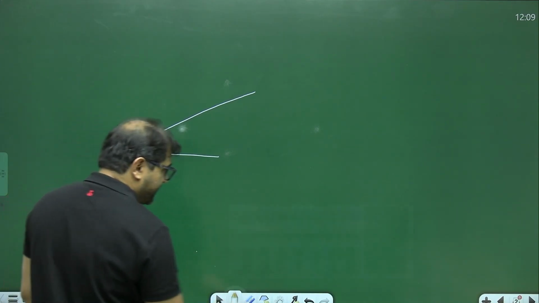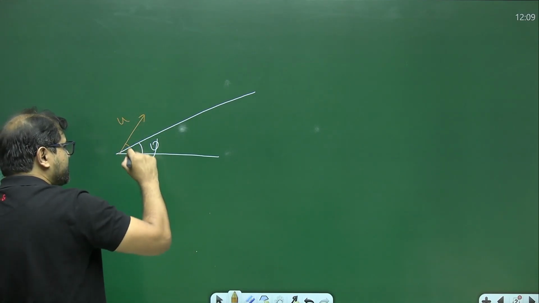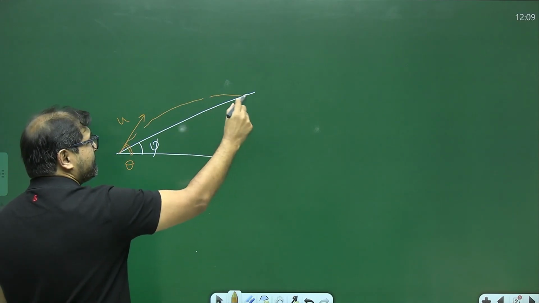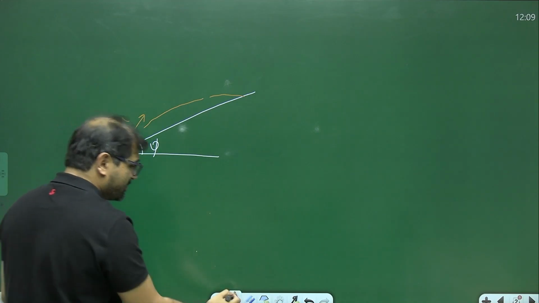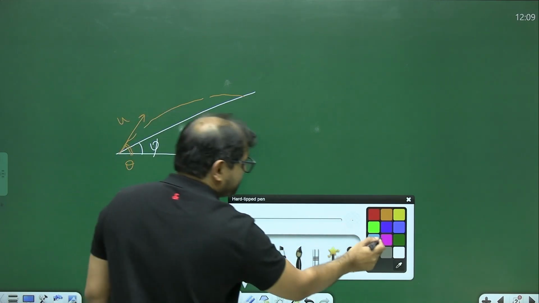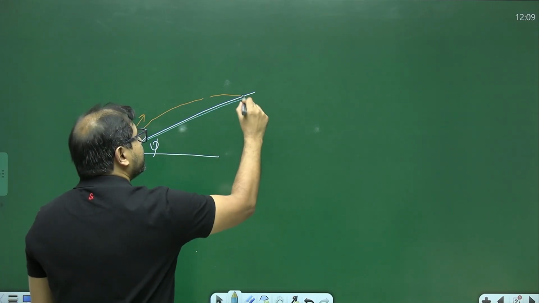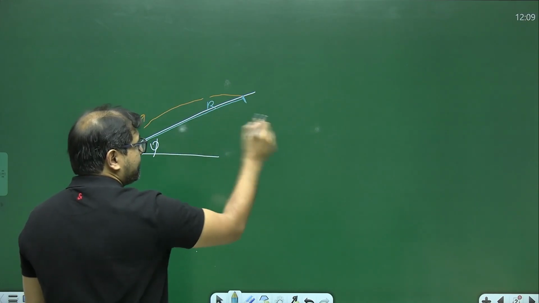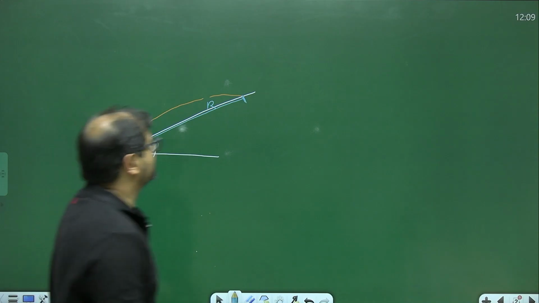This is the incline, phi is the angle. This is a projectile launched at an angle theta from the horizontal. We want to find out how far along the plane it traveled. Let's call it r. We want to find out this value of r.